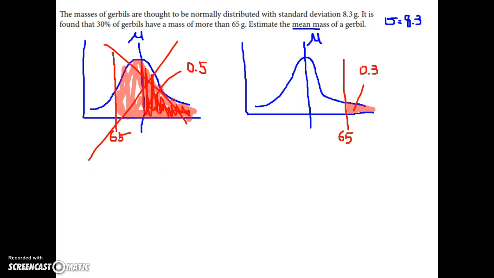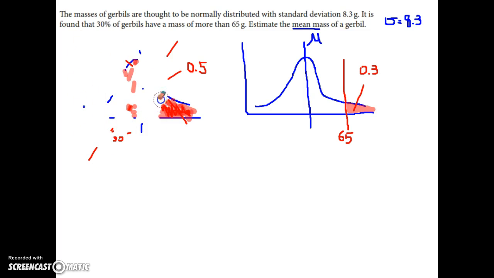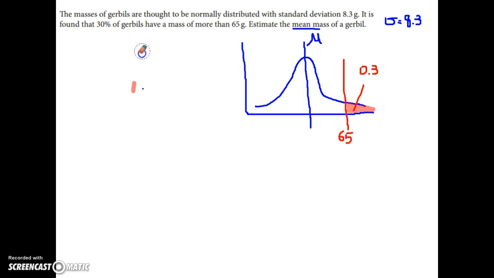Okay? So let's erase that. Let's not confuse ourselves. I hope you understood the analysis that I just did. Sketching the bell curve out helps a lot. So now we have this sketch, and this is good. My mean is going to be a value that is less than 65. Maybe 50, maybe 55. I don't know, but we have to find out, because they want us to find the mean.